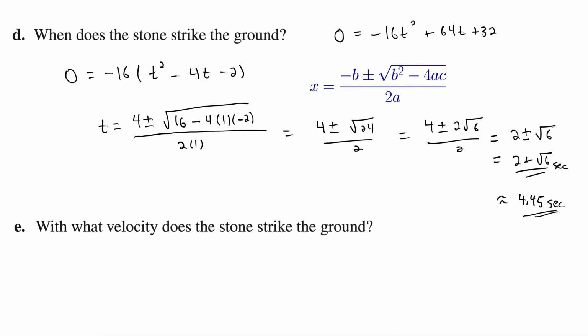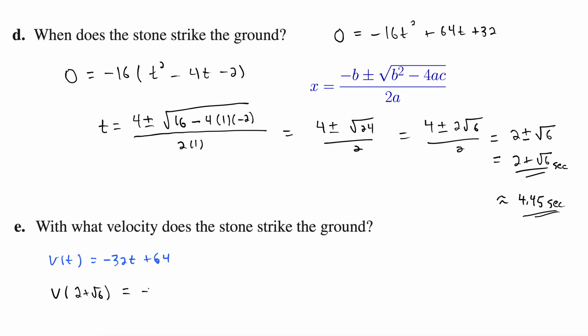With what velocity does the stone strike the ground? Well, recall from before that the velocity, v of t, in this case is negative 32t plus 64. Okay, that's from part A, I believe, in this case. So we essentially now want to know the velocity at 2 plus rad 6. We want to know the velocity at that time.